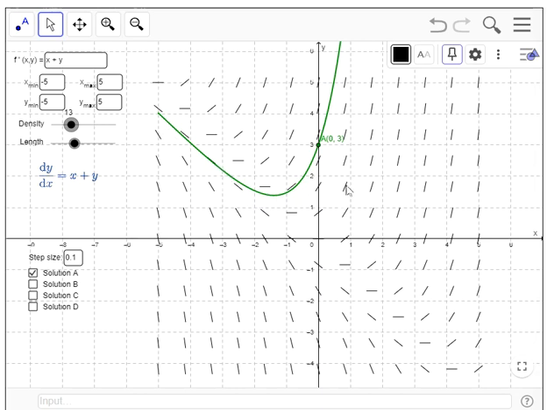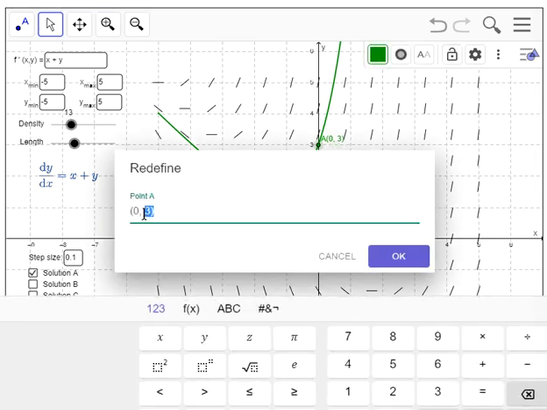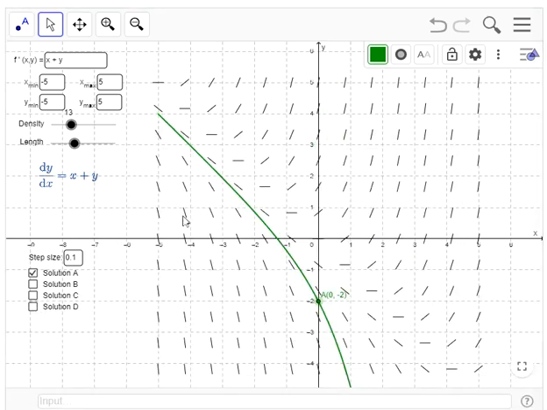Okay? You can change the point by clicking on it. And let's put 0, negative 2. And you'll see a totally different behavior. And once again, you can analyze it through the sign of the slope field.